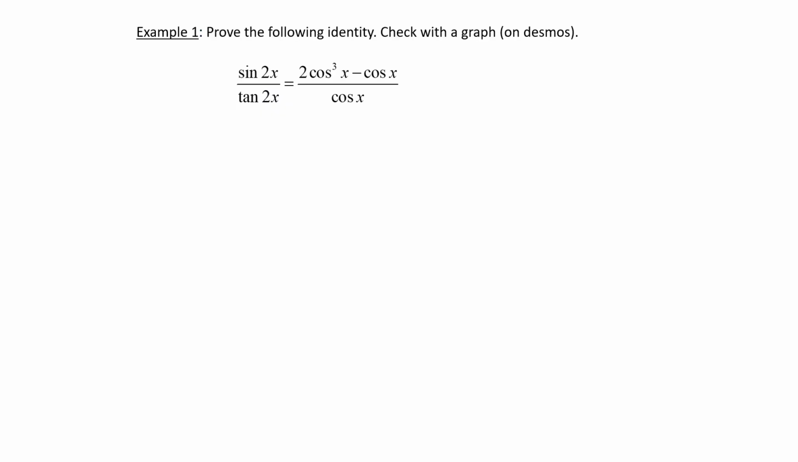Example 1, prove the following identity, and then you can check with the graph on Desmos after. You can always do that when you're done. And you'll see this graph is exactly equal to this graph. Even though the expressions look very different from each other, they are equal. And we know they are because the question says prove this identity. So the question is telling me this is an identity. This is already true, but I have to prove that it's true.